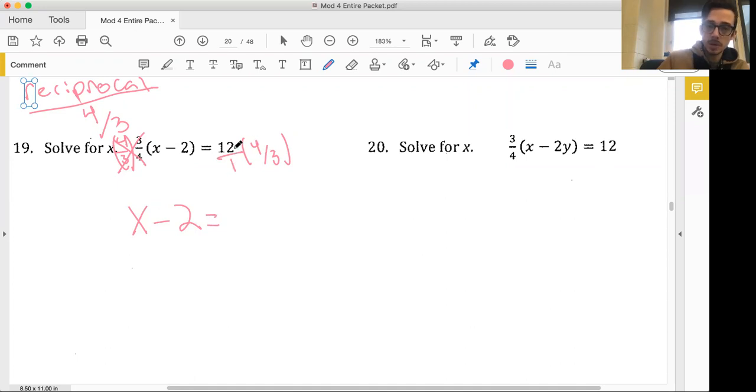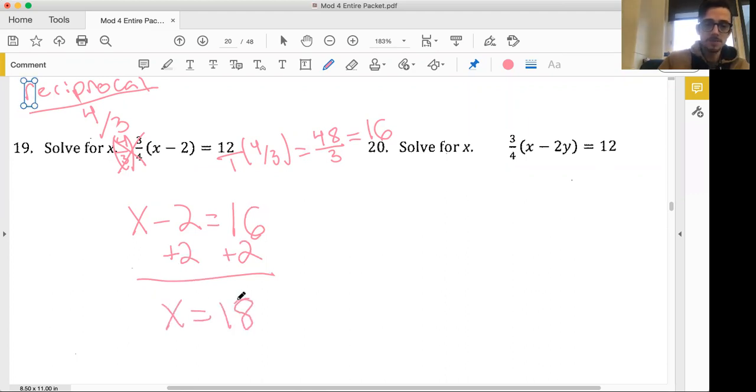Multiplying with all this, so I'm going to just say it's dividing by 1. 4 times 12 is 48, dividing by 3 times 1, which is 3. So this is really just 16. This looks like something you could solve, right? Very quickly, just add 2. x equals 18.